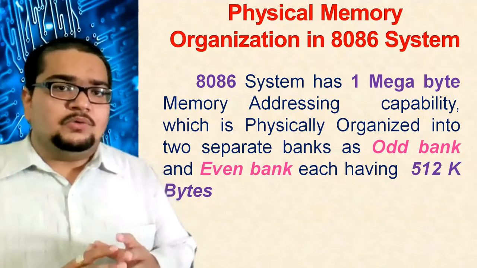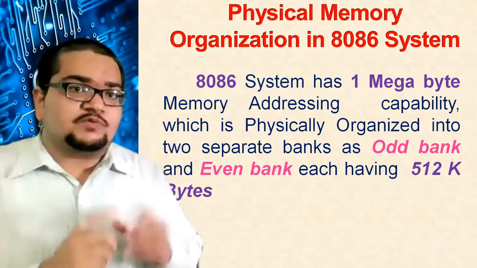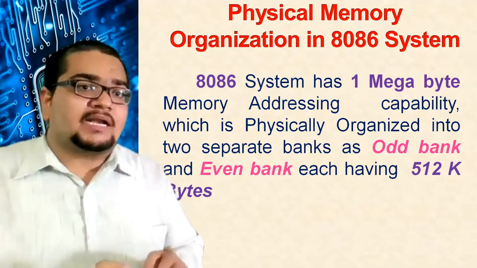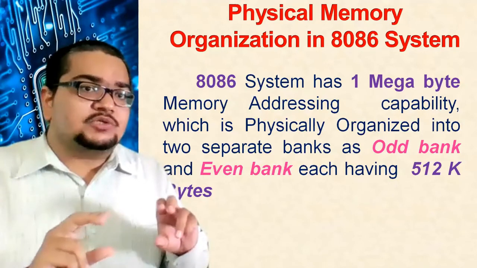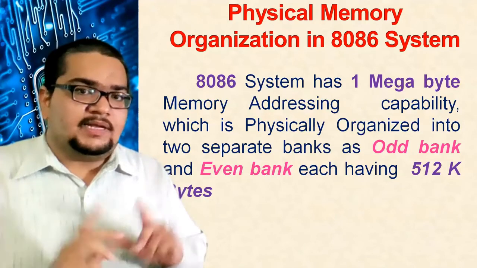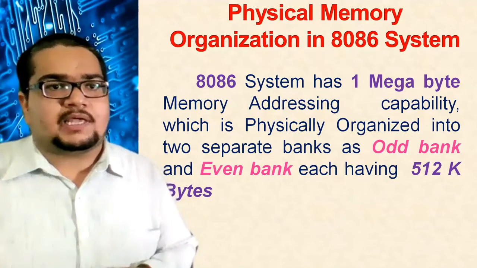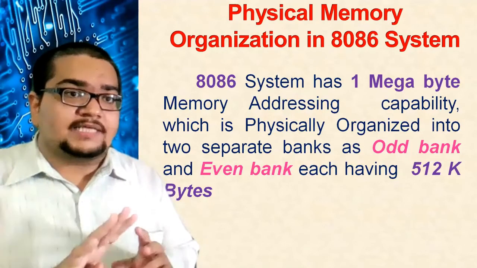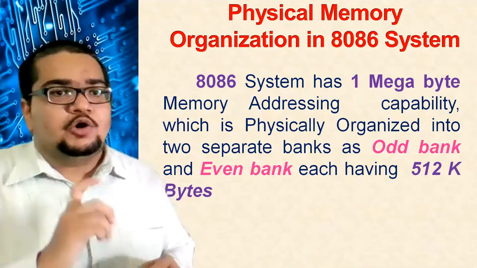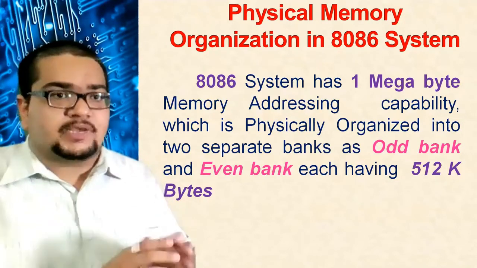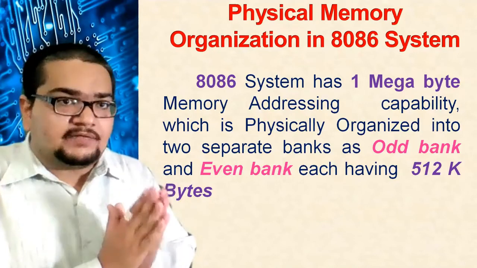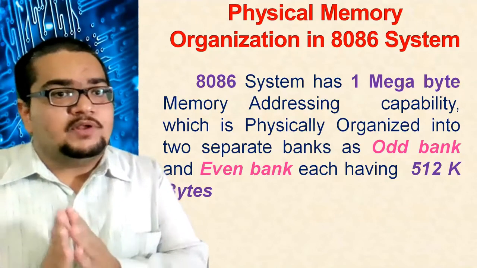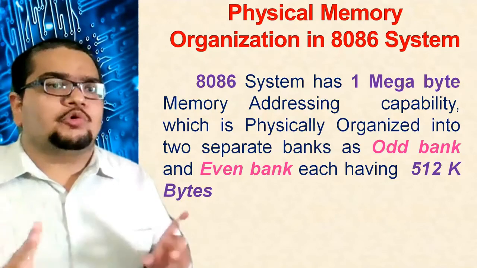Now physically, this 1 megabyte of memory, whether it be a RAM or a ROM or a mixture of these two, I have to connect using at least 2 different ICs, each one 512 kb. If you don't want to take 2, you can take 4 ICs in total. Then each IC size should be 256 kilobytes, and 2 ICs together, 256 plus 256, will be an even bank. Another 2 ICs, another 256 plus 256, that is 512 kb, form the odd bank. Even bank, odd bank. 2 banks will be there.